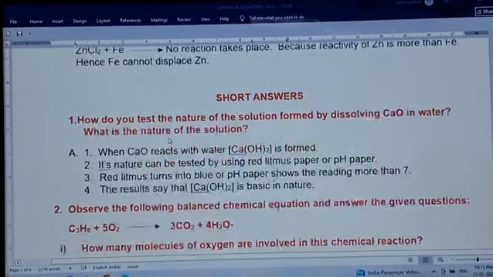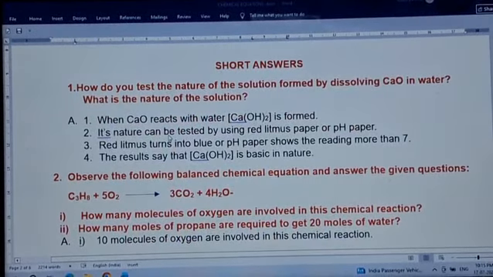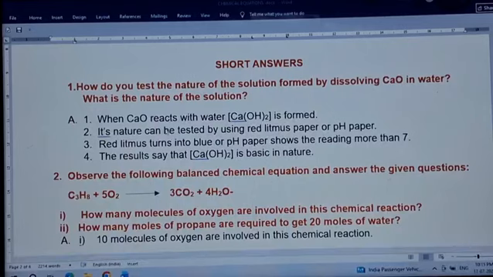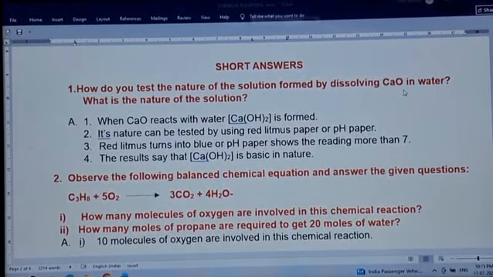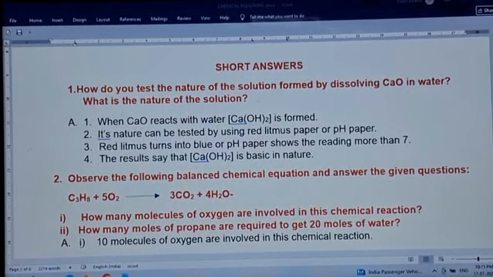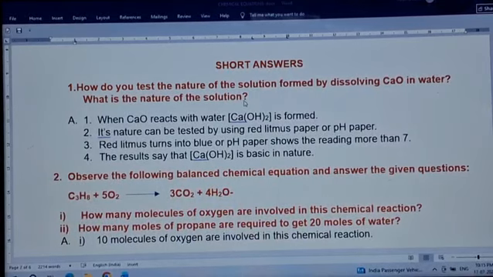2 marks questions are finished, children. Now we will go to 4 marks questions. Short answers are 4 marks questions. How do you test the nature of the solution formed by dissolving calcium oxide in water? What is the nature of the solution? How will you test and what is the nature?